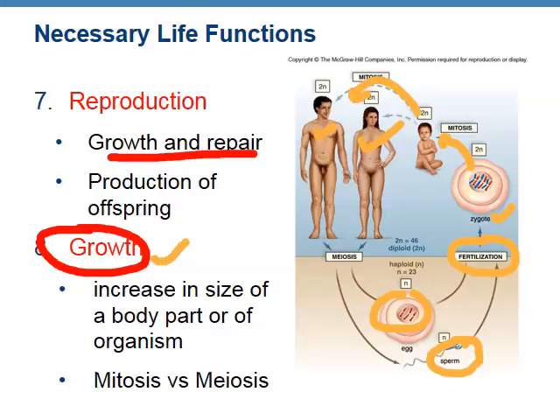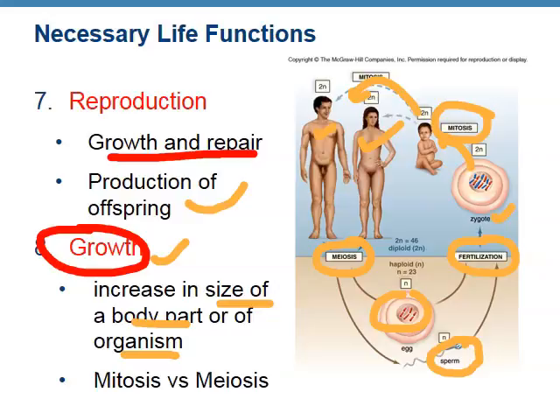So if we're talking just growth, we're talking increasing the size of a body part or an organism, then we're talking about mitosis. If we're talking about producing offspring, we're now talking about meiosis. Please go ahead and look in your book and look at the difference between mitosis and meiosis. Basically, if I damage my skin cells and I need to grow new skin cells, I'm going to use mitosis. So dividing a cell, an identical cell copies itself and you have another cell identical to the original.